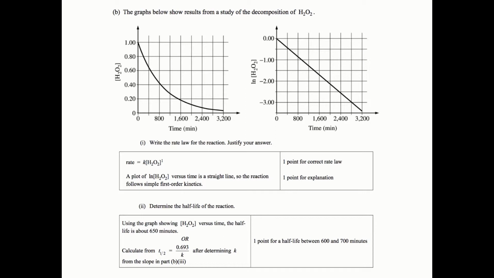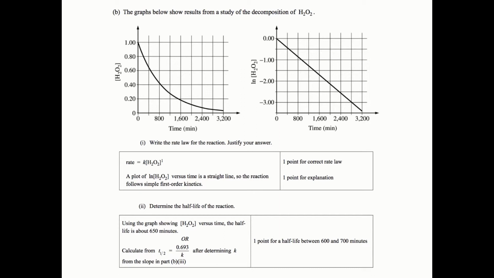So for part II, it says determine the half-life of the reaction. There are two different ways you can do that. The first way, which I automatically thought about, was that I just need to figure out, looking at the concentration versus time graph, when half of my reactant will have decomposed. So if you look, I need to go from 1 to 0.5, and that's right around, I want to say, I don't know, 650. They say 650. Fine.